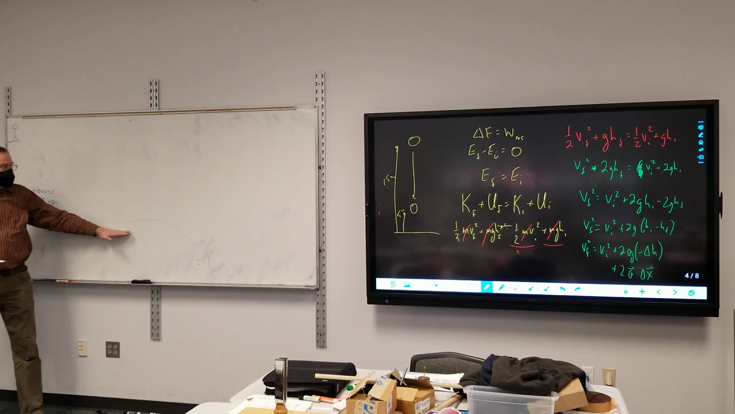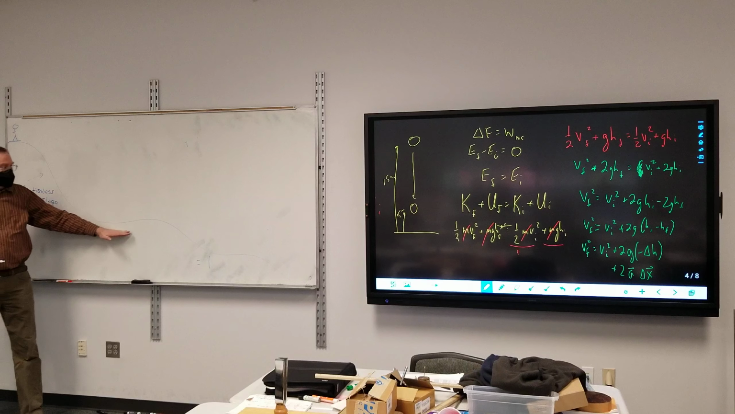I can figure out how fast it's going down on the bottom, because I don't care what happens in between, because it's frictionless. So at this point right here, what are the forces acting on the person? Wait. Normal force. That's it. All right. So I have these two forces. One's conservative, one's not.